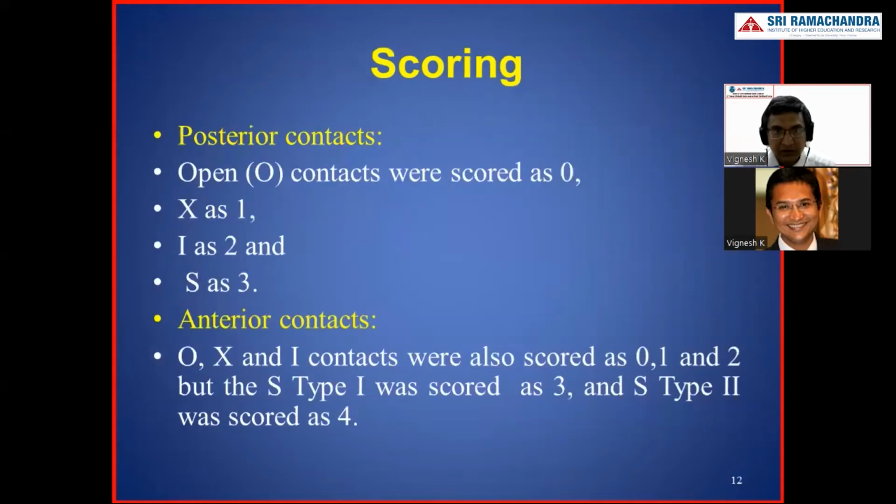For the scoring of the posterior contacts, the O type was given a 0 value, X as 1, I as 2, and S as 3, whereas for the anterior contacts, O, X, and I were similar. S type 1 was given a score of 3, and S type 2 was given a score of 4. Always the higher value was taken for the scoring.